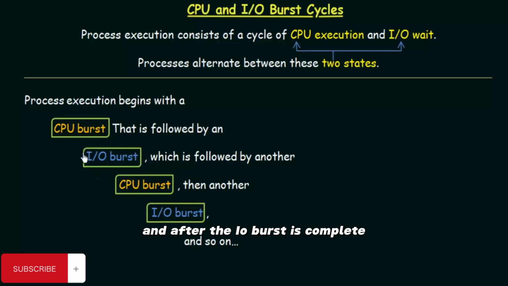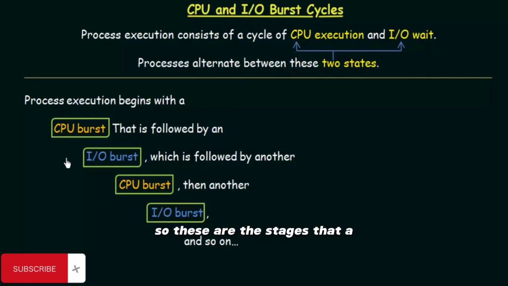After the I/O burst is complete, that means after the wait for the input-output operation is complete, the process will again use the CPU for its execution. Hence we have a CPU burst again, and then again it may need to wait for some input-output operations, and hence we have an I/O burst, and so on. This pattern will continue. It will alternate between these two states of CPU burst and I/O burst, and it will go on.